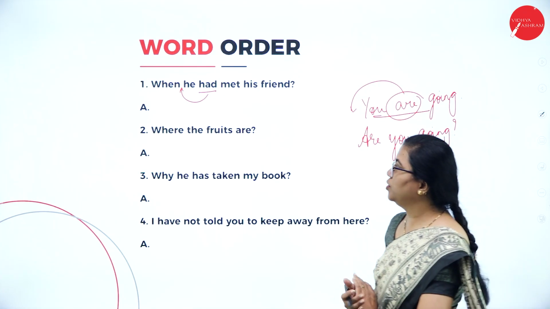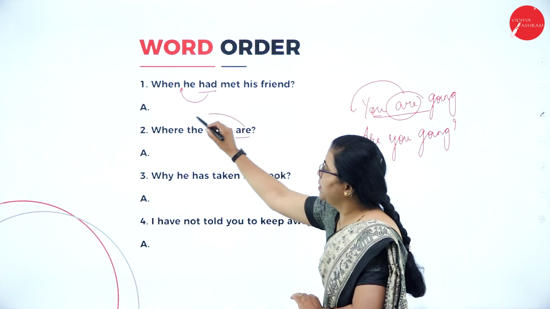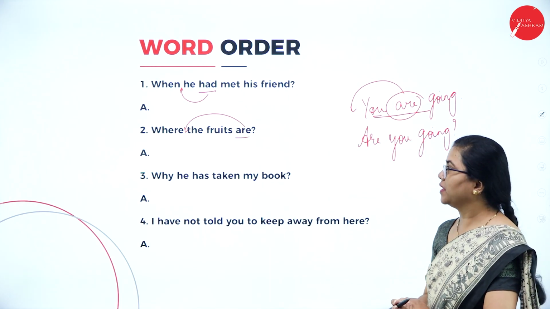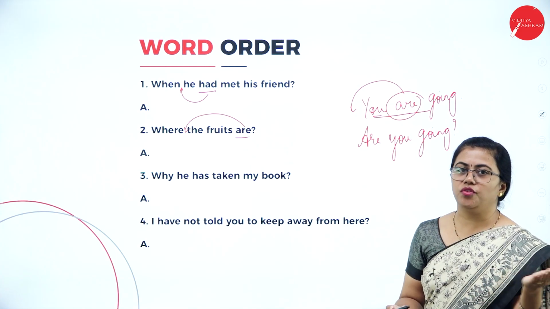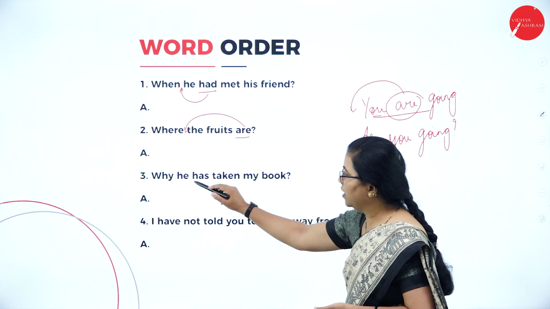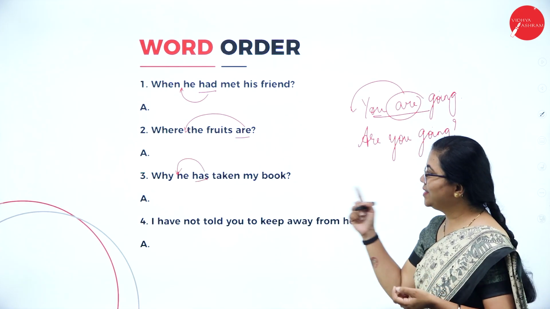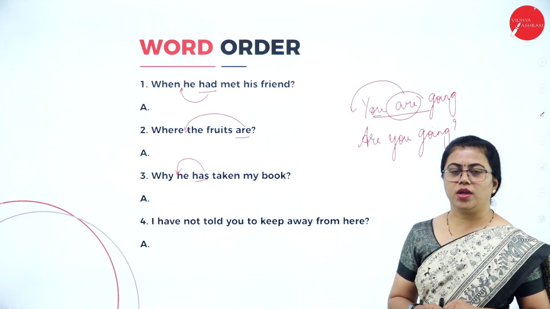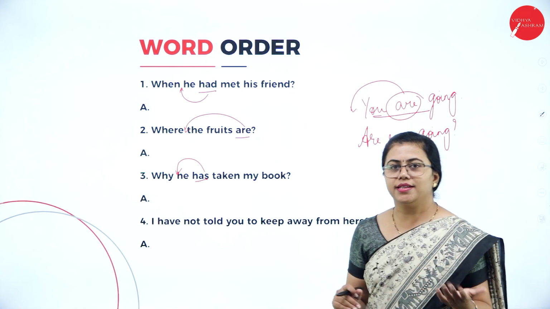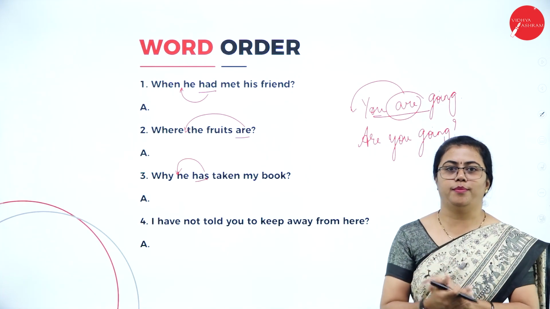Again, go to the next one, "where the fruits are". Again, the auxiliary verb has to be placed after the questioning word. Where are the fruits? Doesn't it sound like a question? Where are the fruits? Fine. Next one, "why he has taken my book". Again, the auxiliary verb has to be put after the questioning word. Why has he taken my book? Yes, you might have heard this also: why he has taken my book? That is not a question. It is just a statement which shows that you don't know proper English.